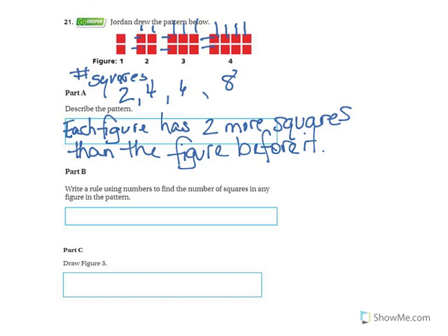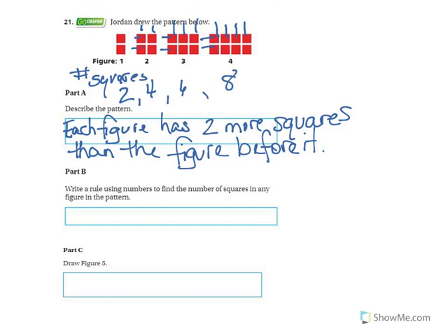Part B. Write a rule using numbers to find the number of squares in any figure in the pattern. Well, if we take a look at the number of columns and rows for each one, we can see that if we were to multiply the number of the figure, which is telling us how many columns there are, by the number of rows, we could find that information out.